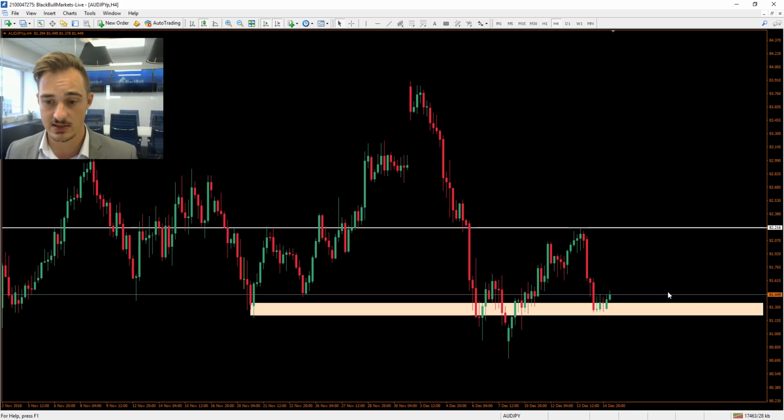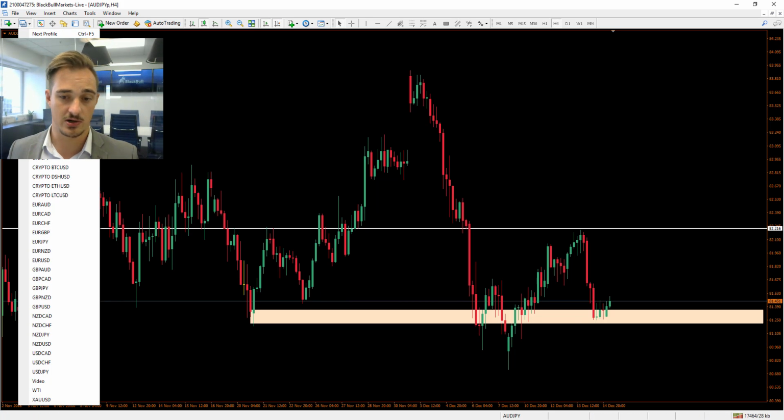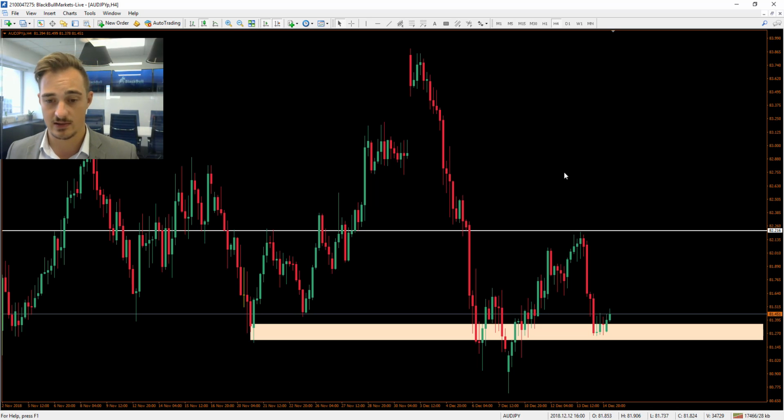So it is now again retesting that support area, so we could see a possible consolidation, as we are looking for a possible consolidation in the Aussie CAD as well. We could now possibly see it on the Aussie Yen on the 4-hourly chart as well. So if it does continue within these two lines, we could see it continue in here.